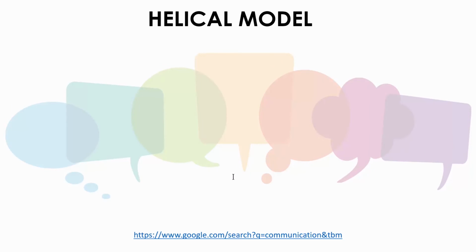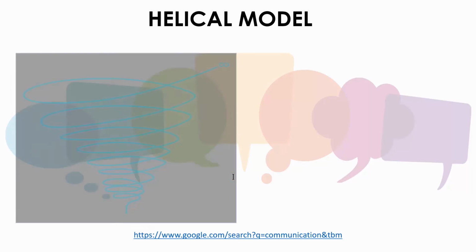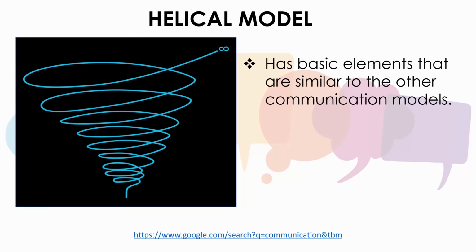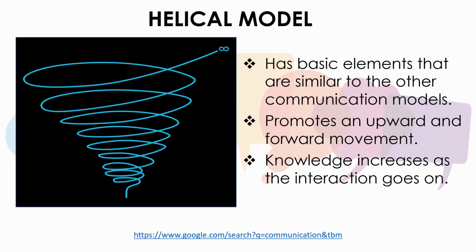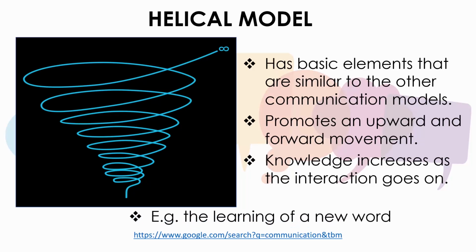The last but not the least model of communication is the helical model. It has basic elements that are similar to other communication models. However, unlike those models, it promotes an upward or forward movement. It shows that knowledge increases as the interaction goes on. Also, the helical model proposes that communication starts at birth and evolves as one grows up, and that one's responses depend on past experiences. So, there is not only a forward movement in the process, but also some looking back involved. An example of this model is the learning of a new word.